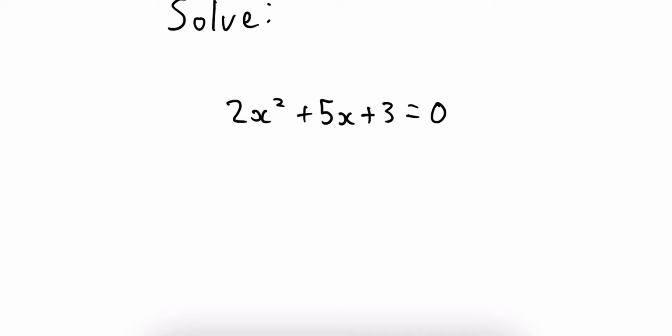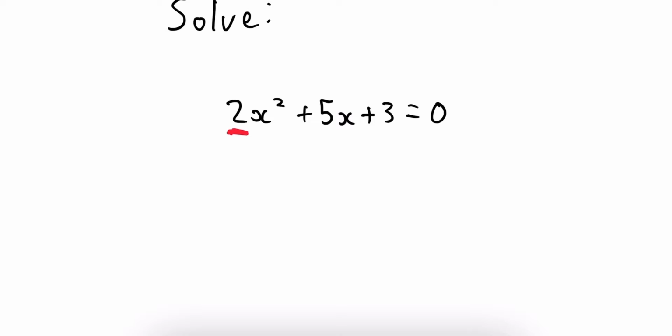The way we identify that these questions are non-monic is this number here, which is the coefficient of the x squared. Now, if it's not 1, it's non-monic. In my monic video, the coefficient was 1, and so I just wrote it as x squared. But here, there's a 2 in front of it, so that means it's non-monic.